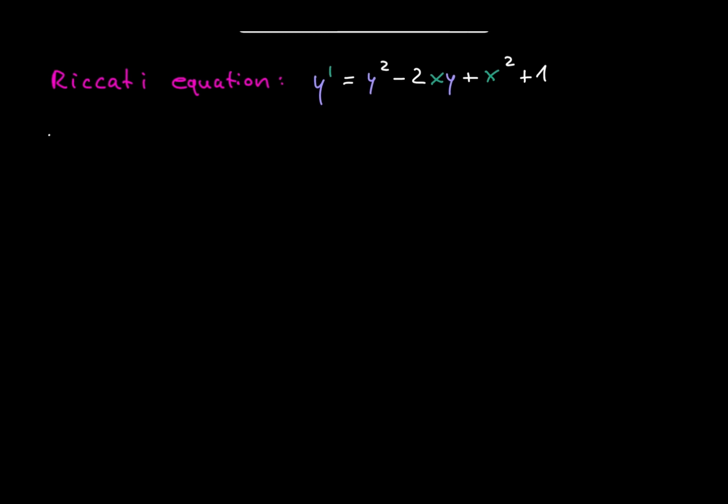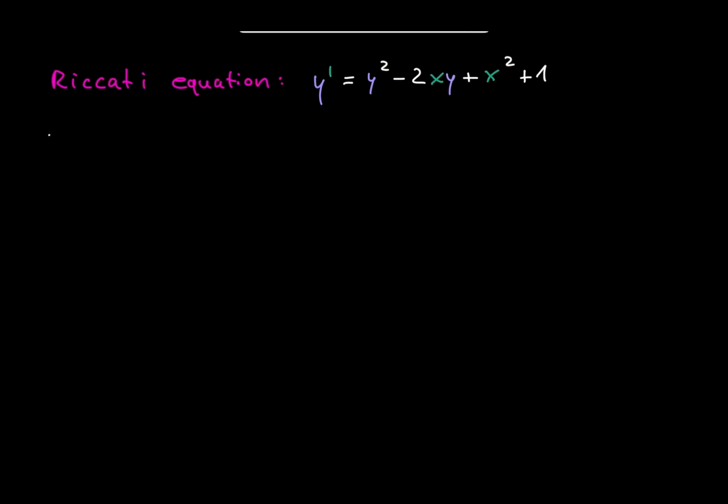Good morning, champs. We solved the Riccati equation. y' = y² - 2xy + x² + 1. We are given the particular solution y_p = x.